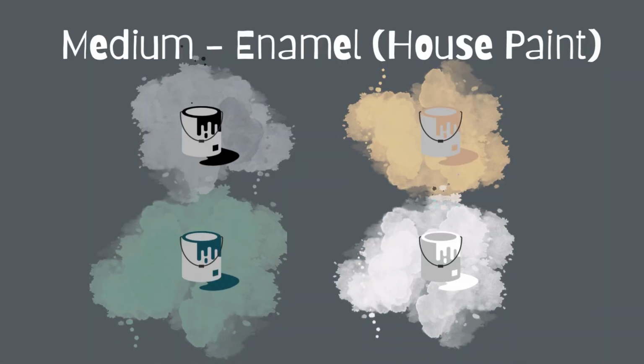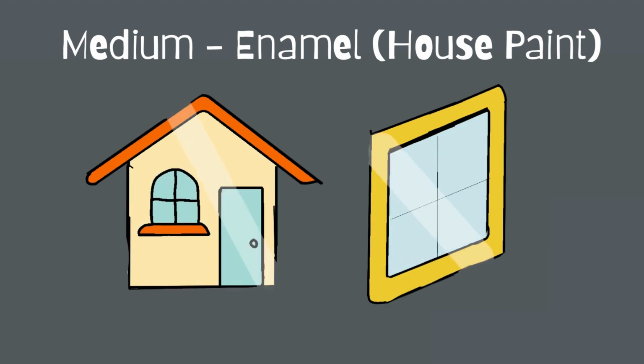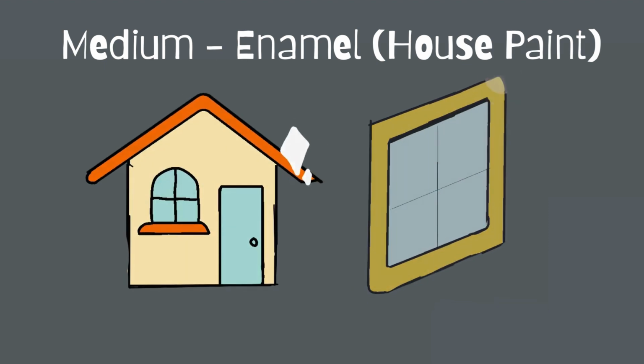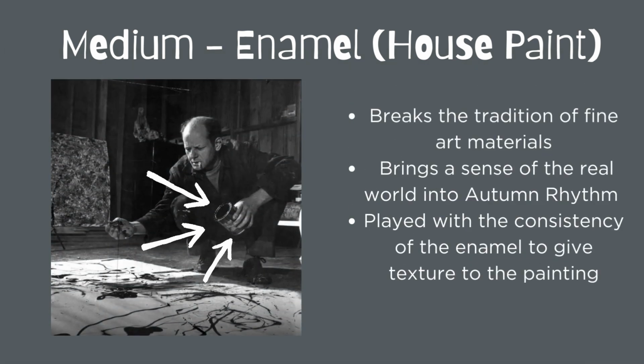Medium and technique. Autumn Rhythm is a beige canvas with black, tan, white, and spots of muted teal blue enamel. Enamel house paint is an oil-based paint commonly used as a glossy finish for things like outdoor walls or metal surfaces, but definitely not fine art. The use of enamel instead of acrylics or any other typical art medium breaks the tradition of fine art materials and brings a sense of the real world into art.